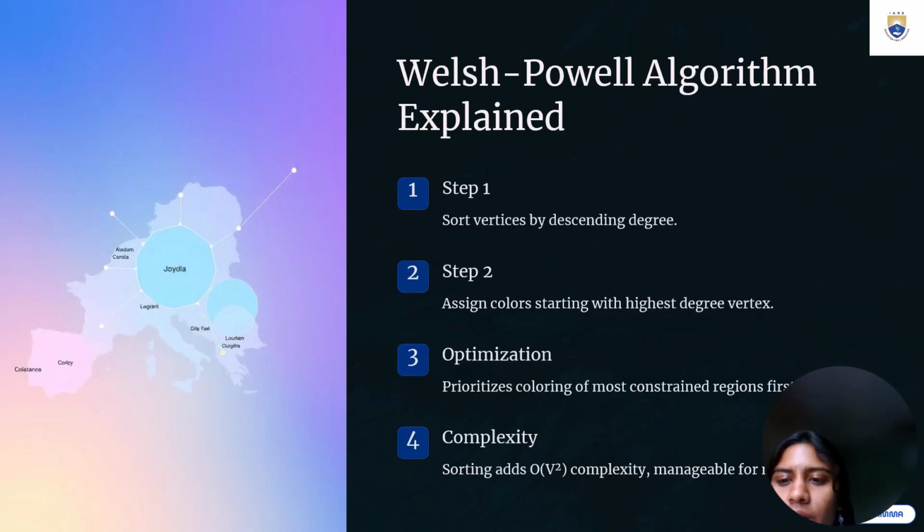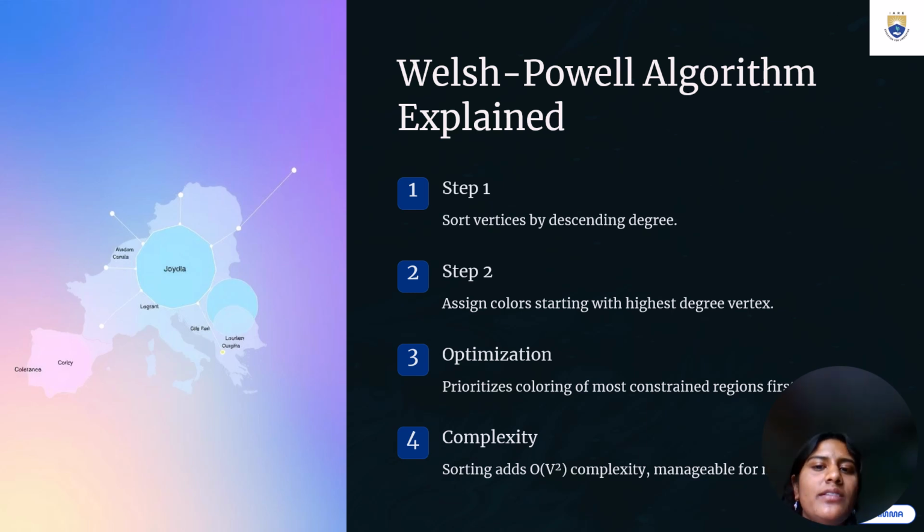Now the Welsh-Powell algorithm. The Welsh-Powell algorithm is a smarter move. Here's how it goes. First, sort the regions by how many neighbors they have, highest first. Then start coloring, beginning with the busiest regions. This way we tackle the tricky parts first, which helps to avoid conflicts later.